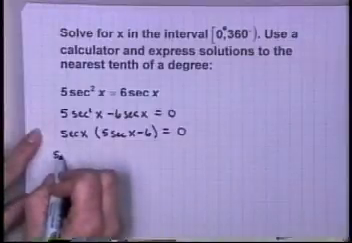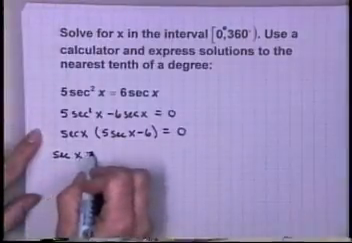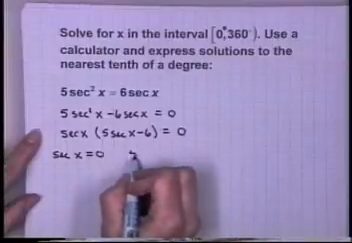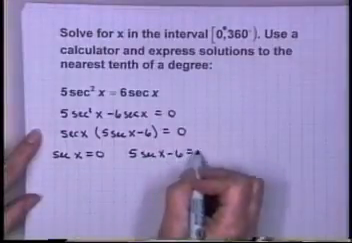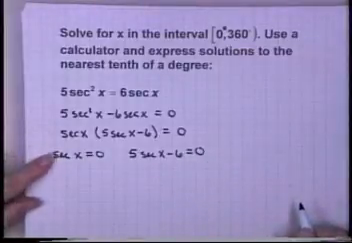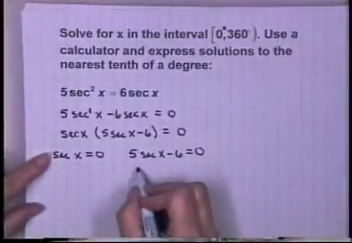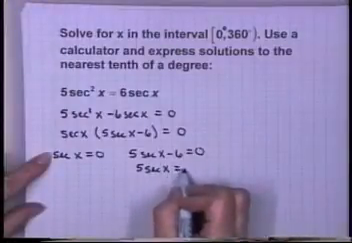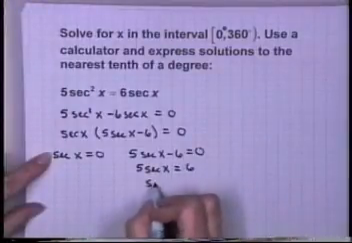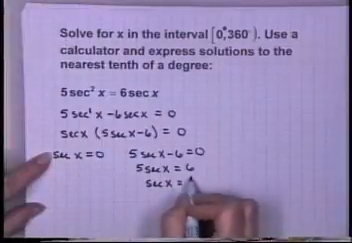So I have here that the secant of x is equal to 0, or 5 secant x minus 6 equals 0. Now this is already solved for my trig function. Here I'm going to solve for secant. 5 secant x equals 6. So the secant of x will be 6/5.